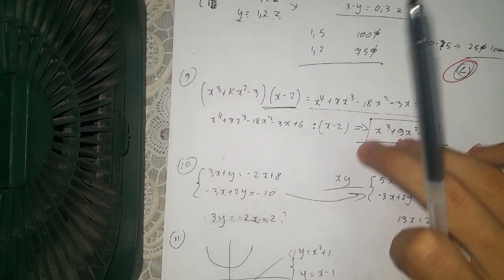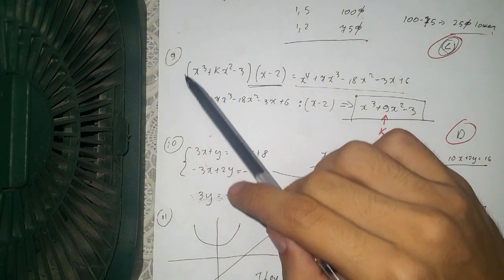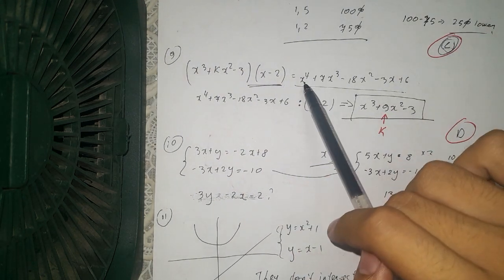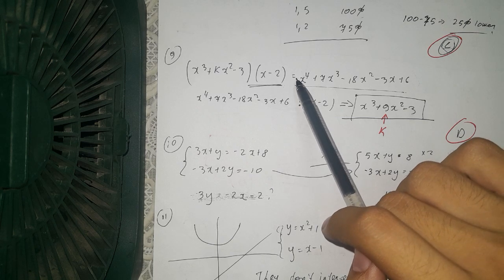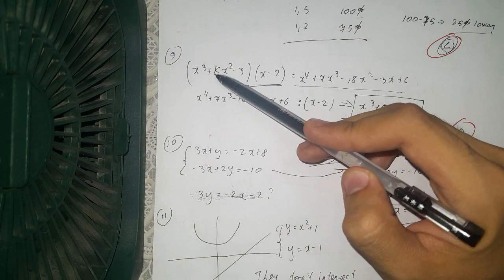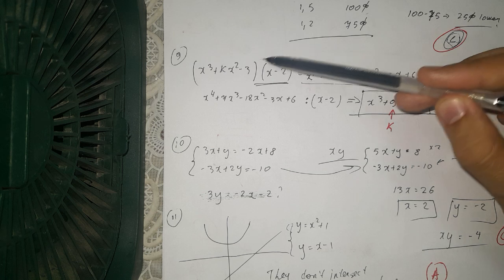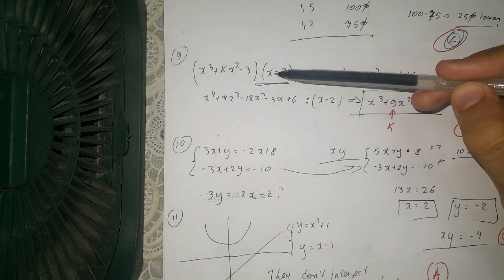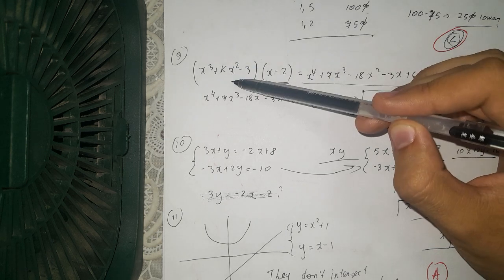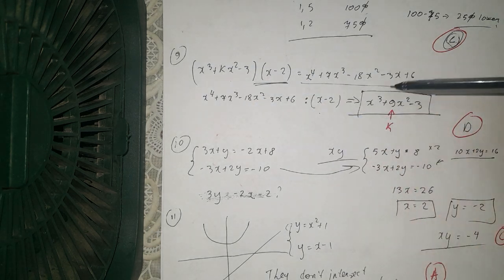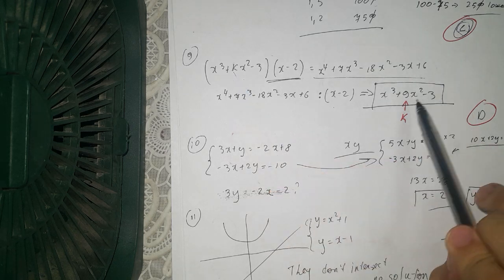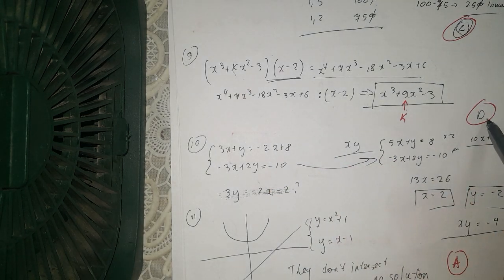The ninth question says that we have this polynomial and we have this polynomial. So they are equal. And what is the value of k? You know that it's constant, which means if we divide this by this, we have to get this. I divided and got this, and instead of k, there's a 9. The answer is D, 9.